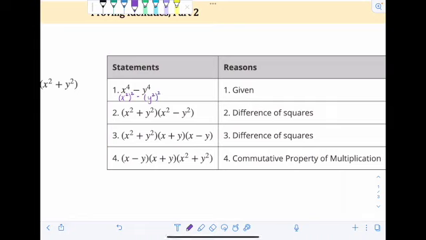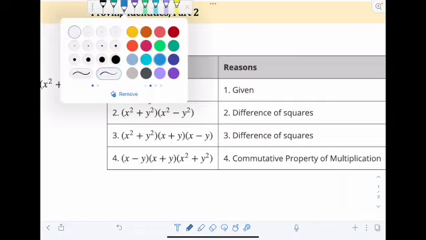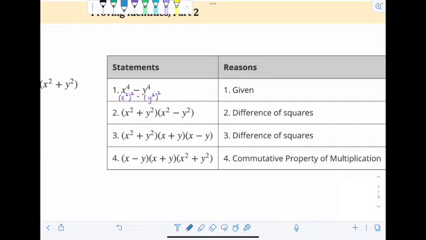So we have to rewrite it like that when we're using the difference of squares, so we can see what our a and what our b are. So a is x squared and b is y squared. The difference of squares is a squared minus b squared, and that factors into a plus b times a minus b. So we're going to use that pattern to get to step 2.